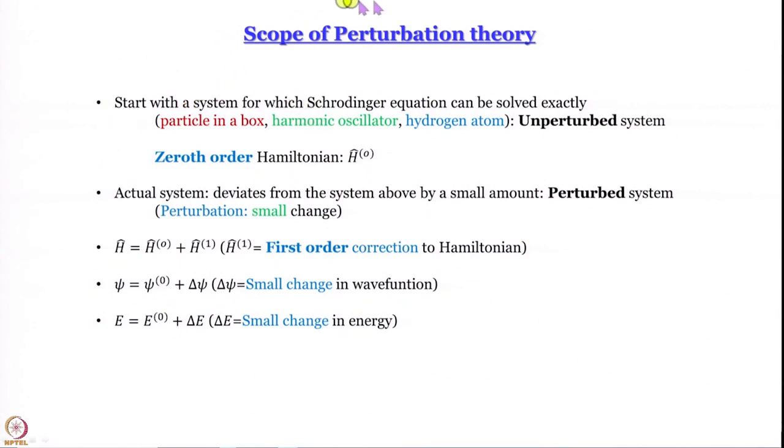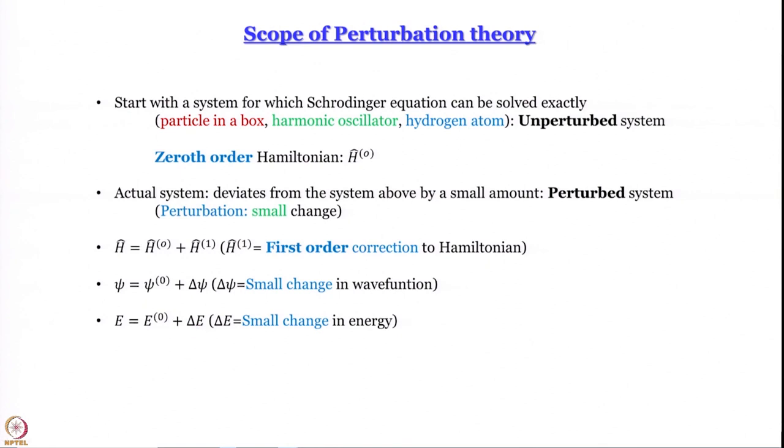We have said that the scope of perturbation theory is that it works when the deviation from the unperturbed system is very small. We can write the Hamiltonian of the perturbed system as zeroth order Hamiltonian plus a first order correction. We can write the wave function as zeroth order wave function plus first order correction delta psi, and we can write E as zeroth order energy plus first order correction to energy delta E.